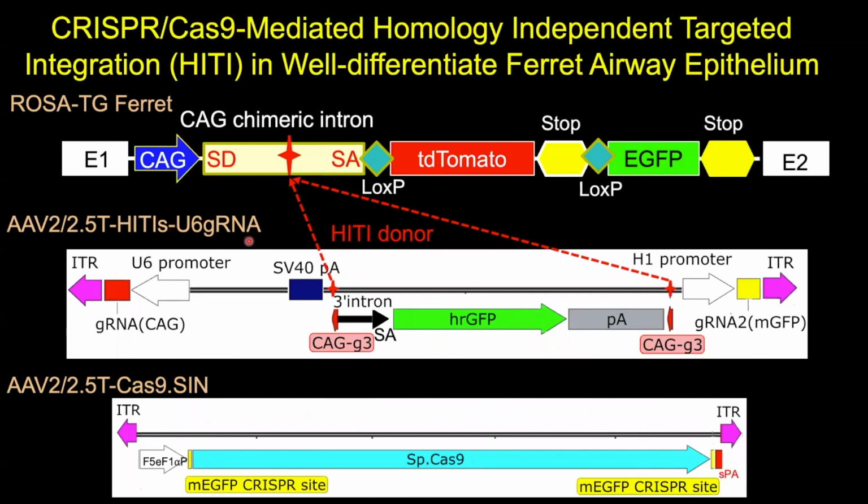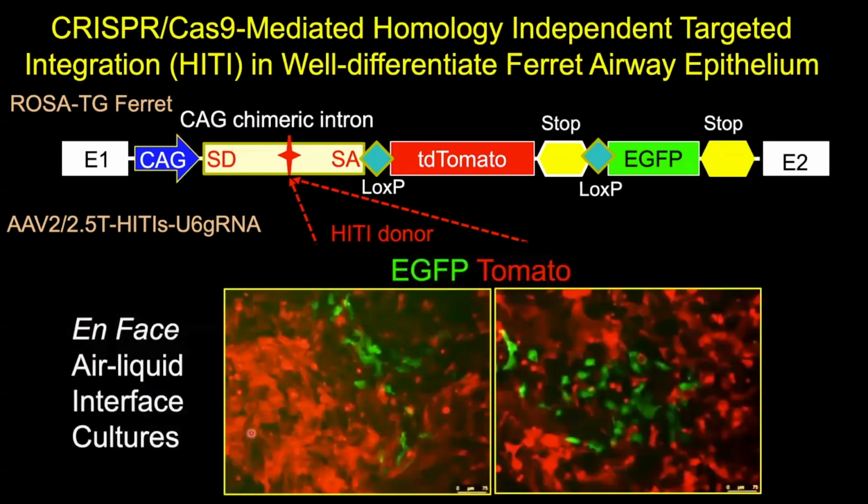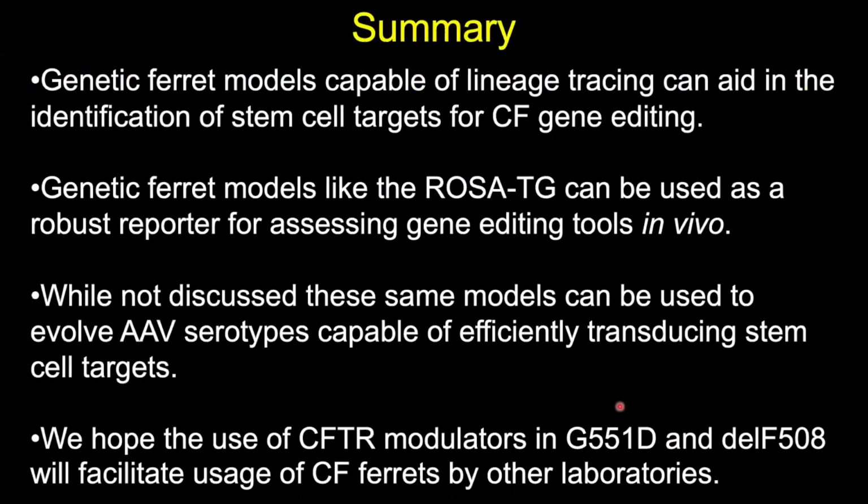Two different vectors have been tested using the one that expresses the U6 guide and has the same gRNA target within the intron of the Rosa 26 locus to capture splicing of a region excised from an AAV vector that has the identical gRNA target, together with Cas9 expressing vector. And in vitro air-liquid interface cultures from these Rosa TG animals, we can see effective insertion and exon capture of this locus.